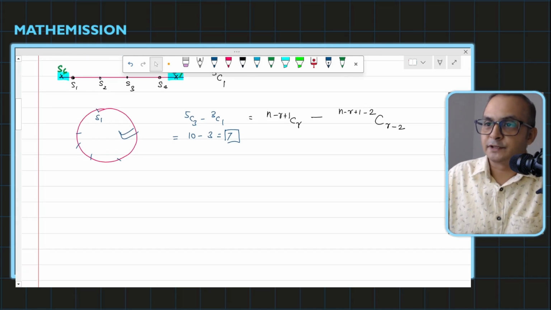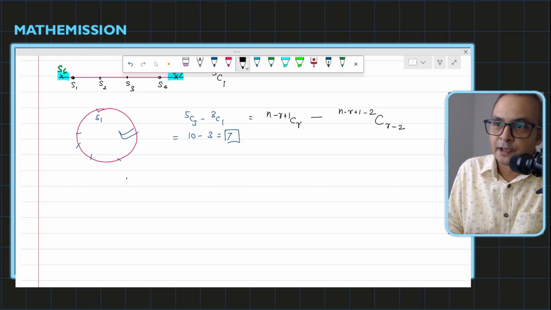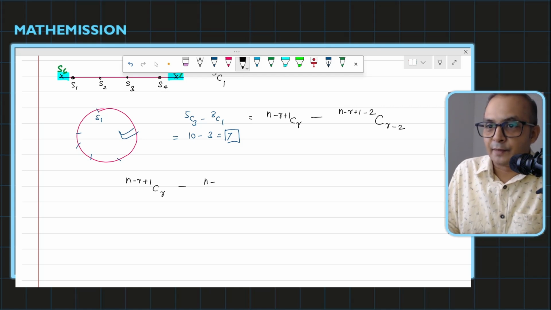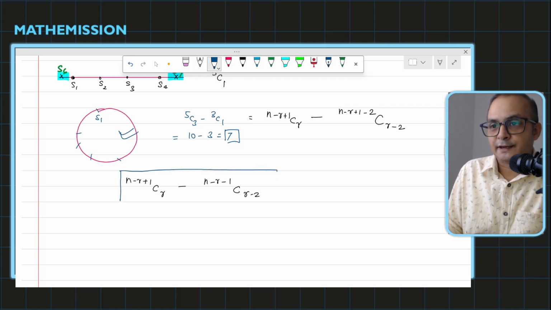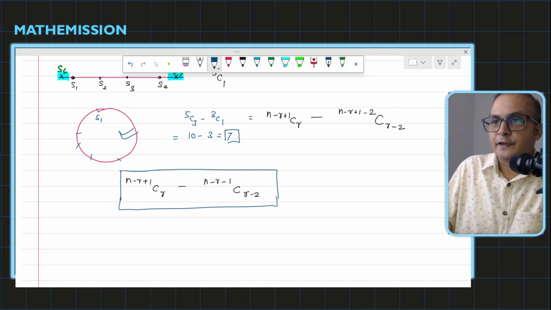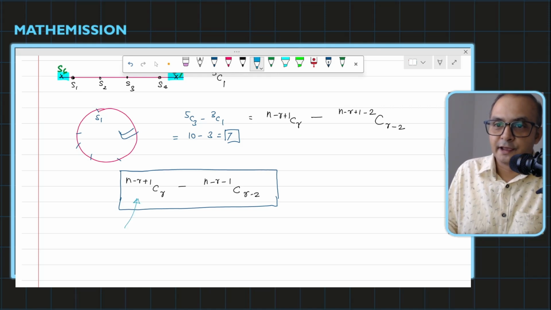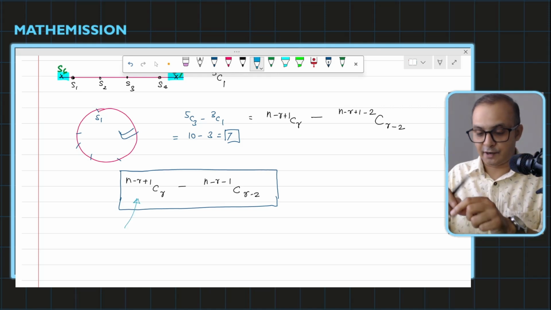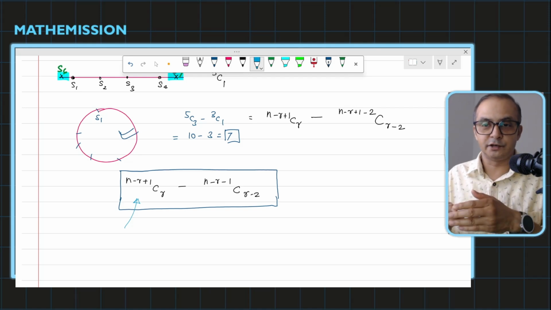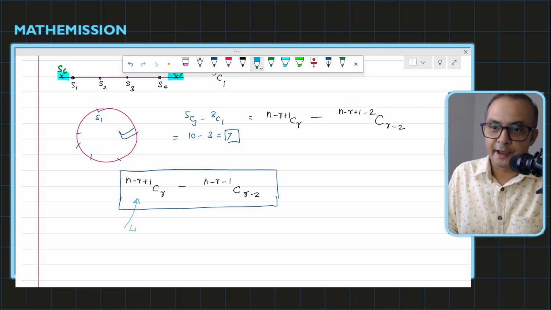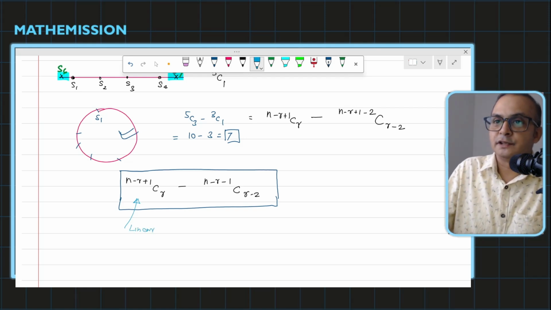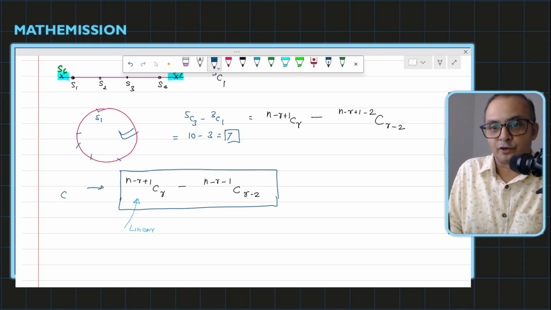Let's make it more simple. So the formula becomes n minus r plus 1 C r minus n minus r minus 1 C r minus 2. And that is the formula I am talking about. So you can see that this is the linear version of any such question in which the n items are on a line and I have to select r non-consecutive items, then this will be the formula for the linear one. And to make it circular, this is the whole thing for the circular choice.